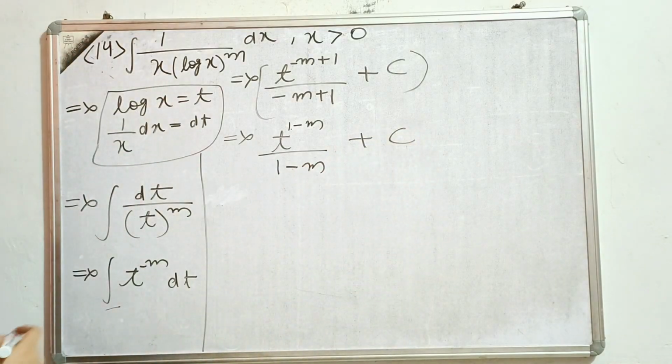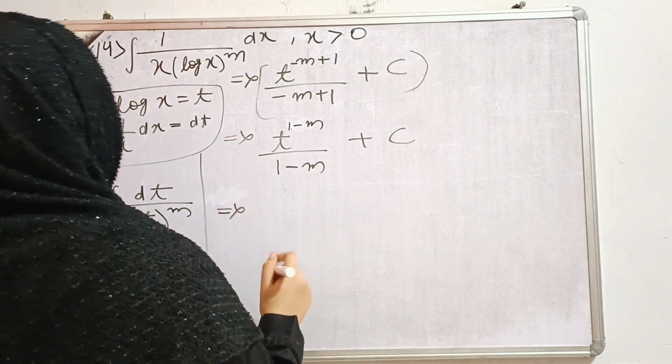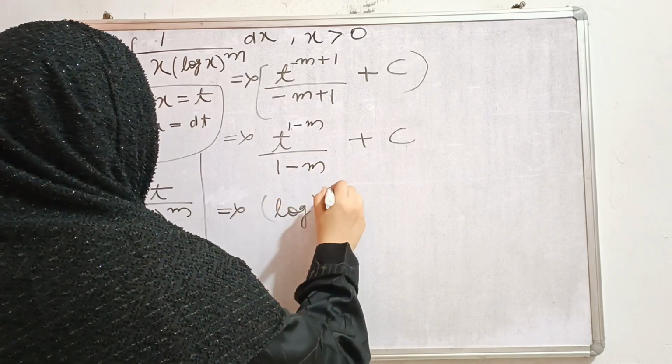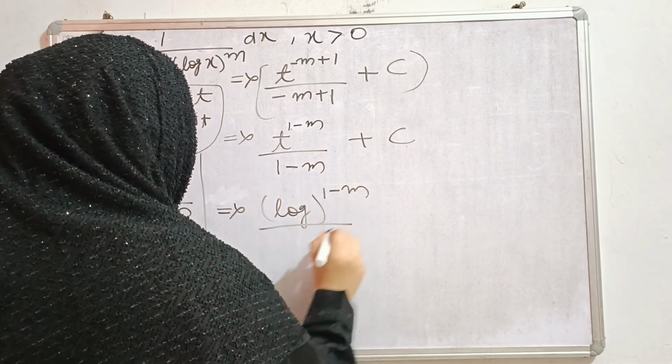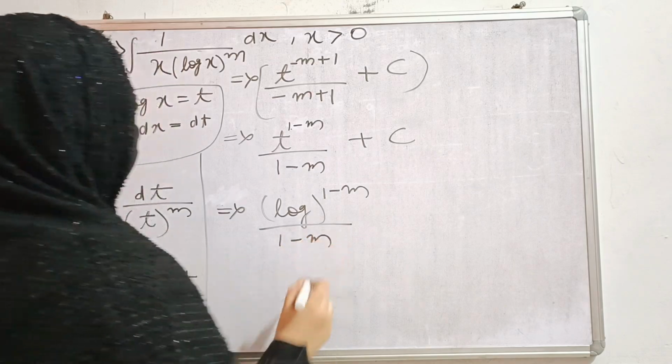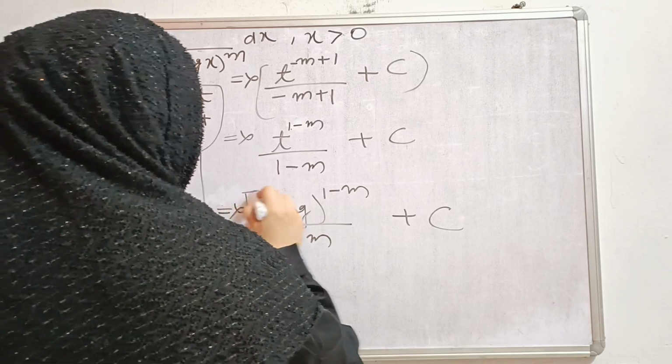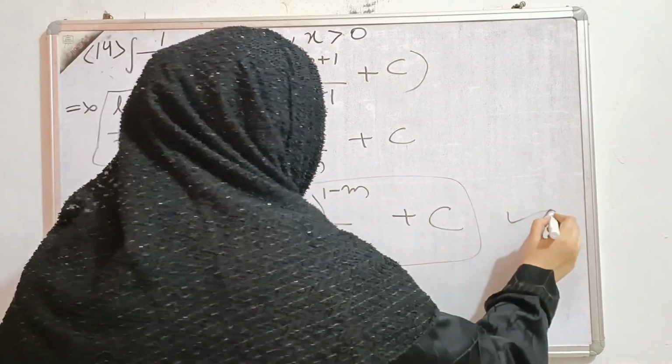Substituting the value of t, we get log of x to the power 1 minus n upon 1 minus n plus c. Okay, this is our final answer.